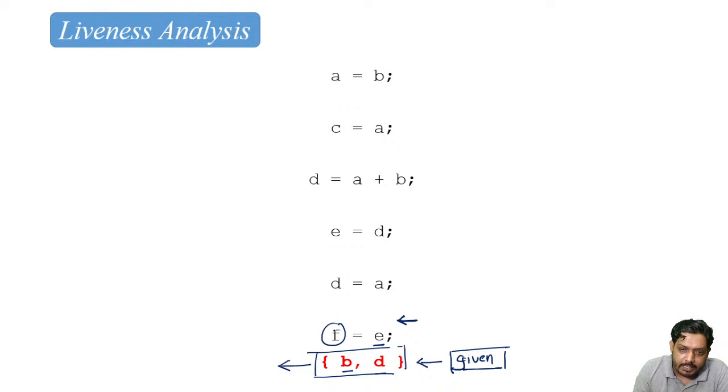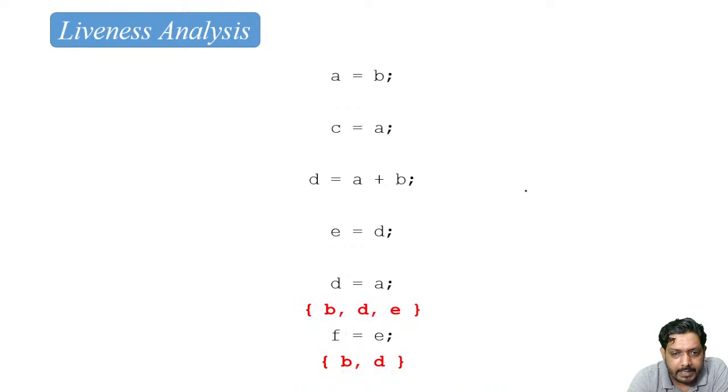So now we are iterating forward. Your job is to see from here, after that, who is live and who is dead. So b and d are given to us, and this is a local optimization. We are not working around the entire flow graph. So this is a simple example for a basic block. Okay, moving forward, b d e are live.